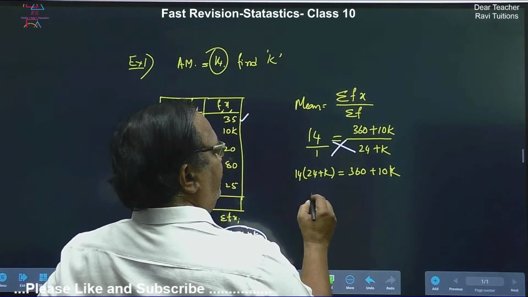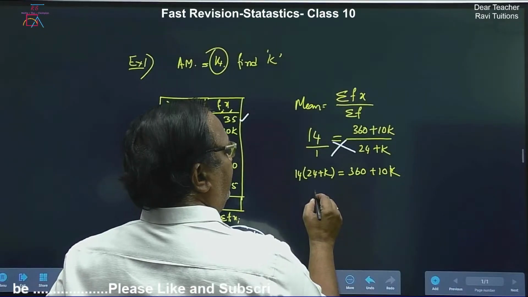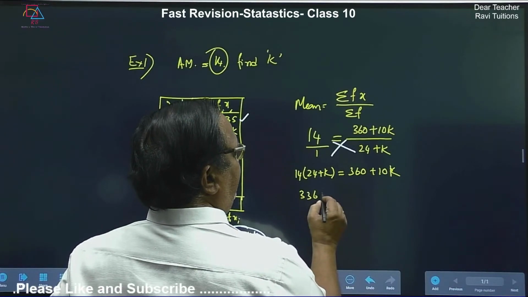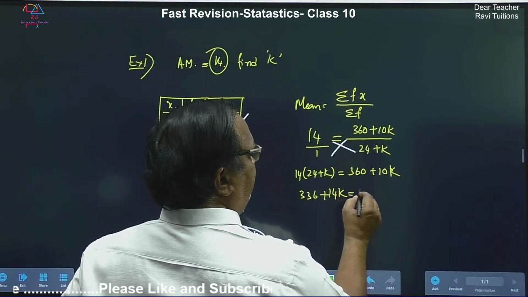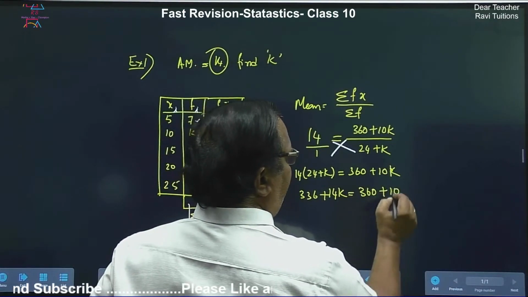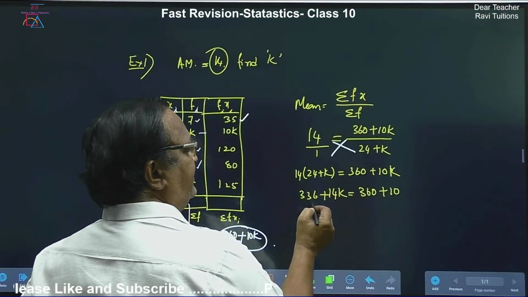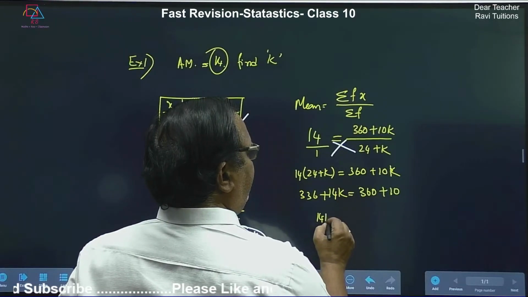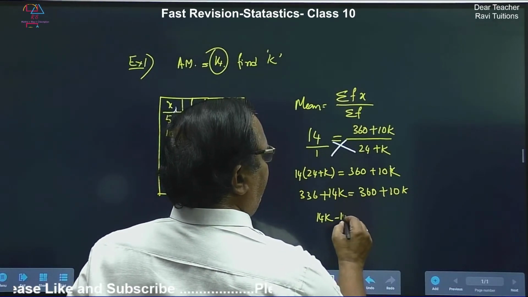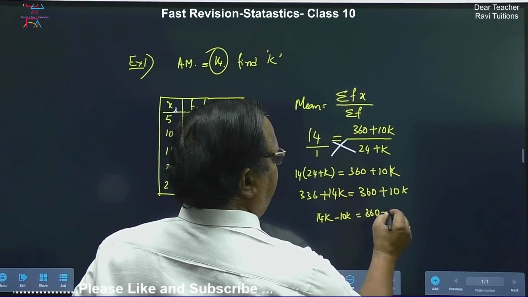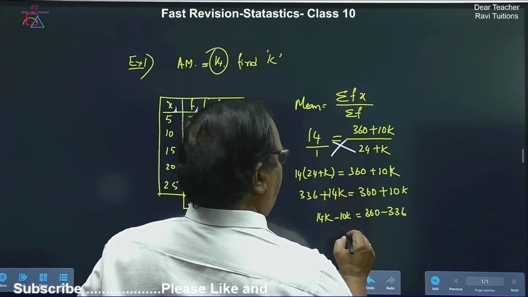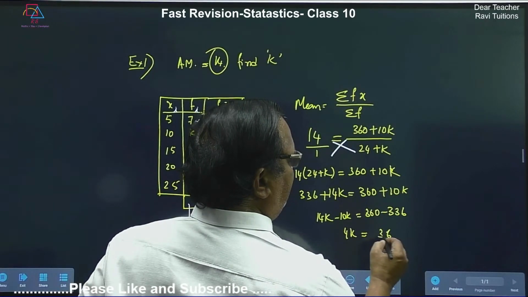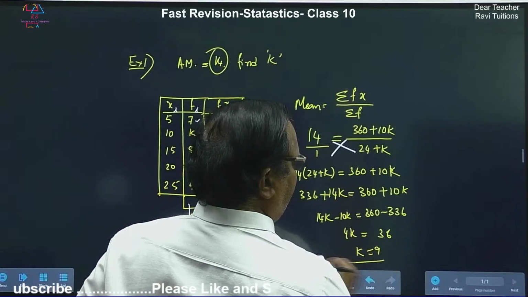So 14 into 24, 4 4s are 56, 2 4s are 8 plus 5, 13, so 336. I am doing with my mind, there may be a mistake, okay, so let me check it. 4 4s are 56, 2 4s are 8 plus 5, 13. So 14k minus 10k is equal to 360 minus 336. So now 4k is equal to 24 and k is equal to 6.